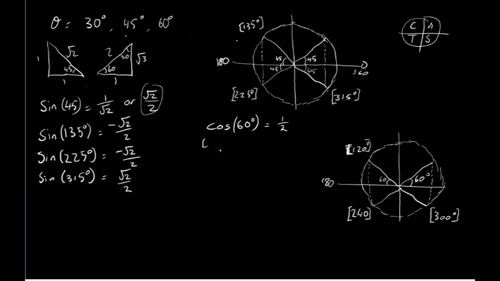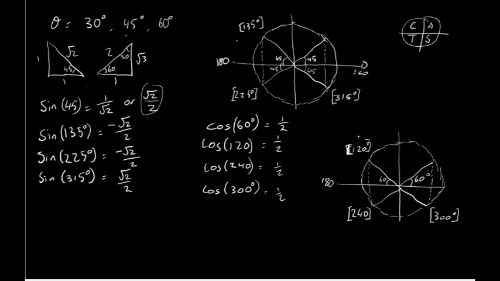And now all of a sudden I can work out what cos of 120, cos of 240, and cos of 300 are. Because they're all the same triangles, they're all going to be a half, except some of them are going to be positive, some of them are going to be negative.